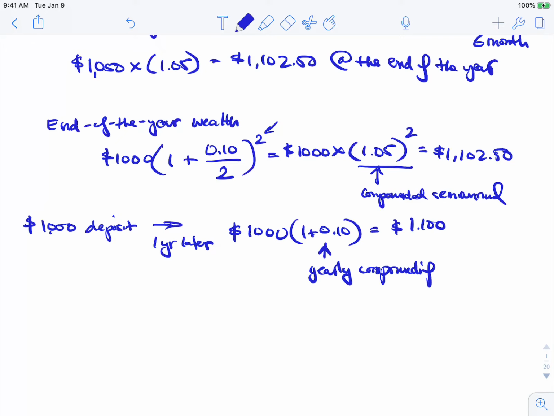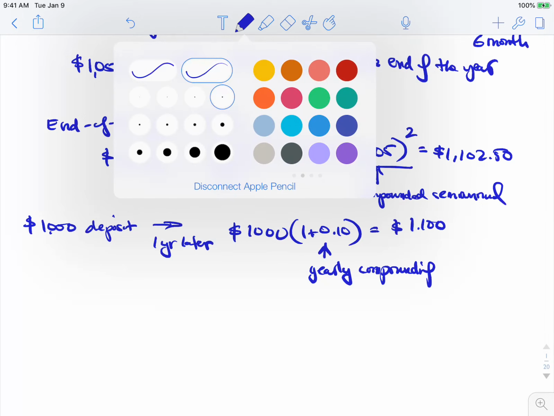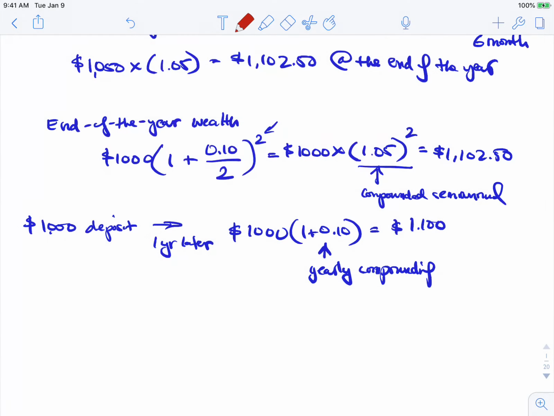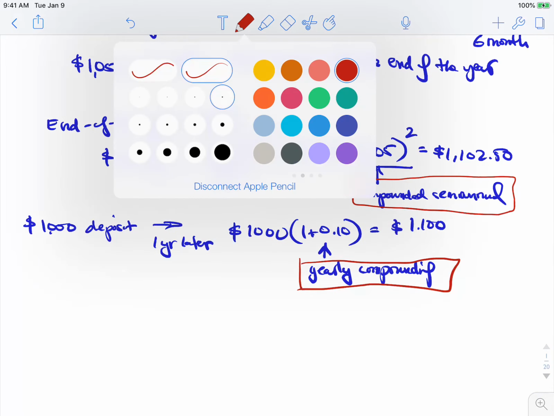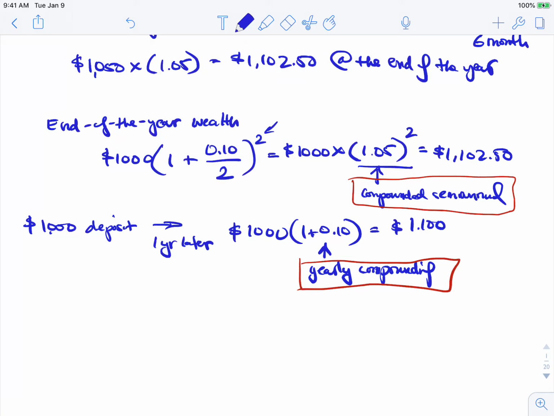Let me try to make it prettier. Okay. So if the bank was giving a compound semi-annual interest, you actually get $2.50 more instead of yearly compounded, the way we have been doing this whole semester.